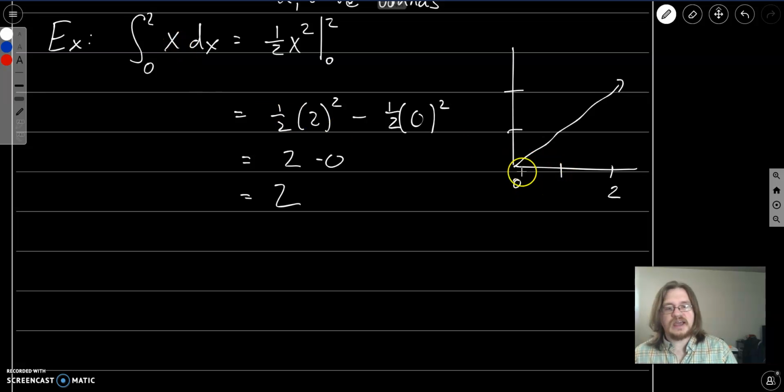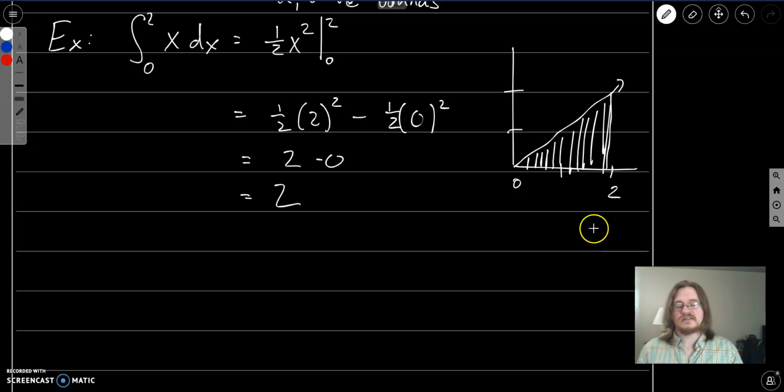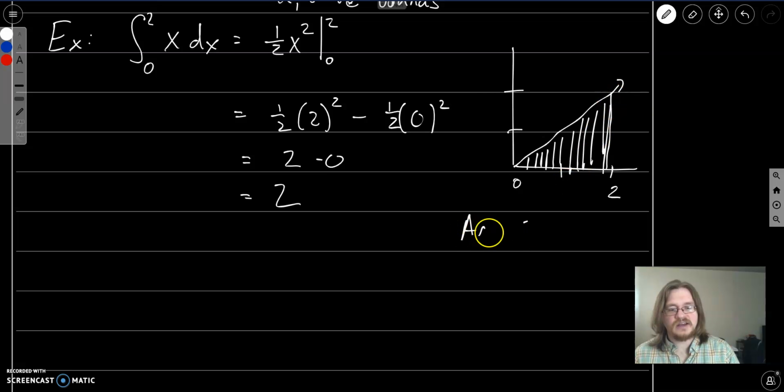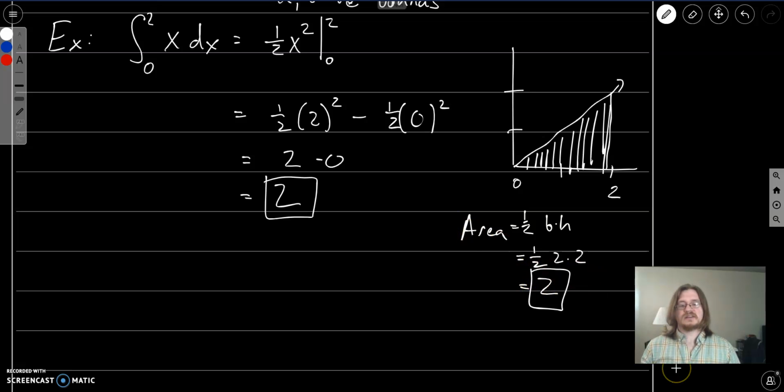and I look at the area beneath the curve. What's the area of this triangle? Well, the base length is 2, the height is 2, and the area of a triangle is 1/2 base times height. So that's 1/2 times 2 times 2. 1/2 times 2 is 1, times 2 is 2. So we get the same thing in both scenarios.